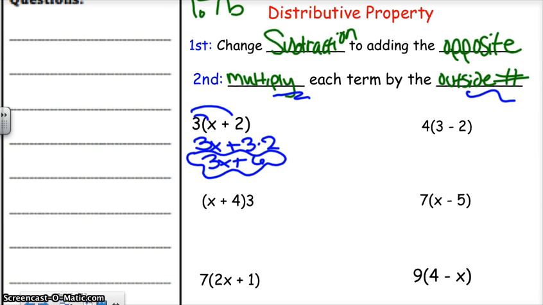4 times the difference of 3 and 2, I can rewrite this as plus the opposite. This is 4 times 3 plus 4 times negative 2 is a negative 8. Let me just show the multiplication. This is 4 times negative 2, 12 plus negative 8, which is 4.